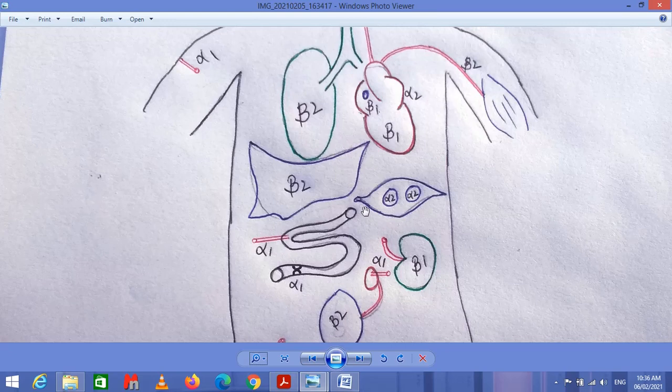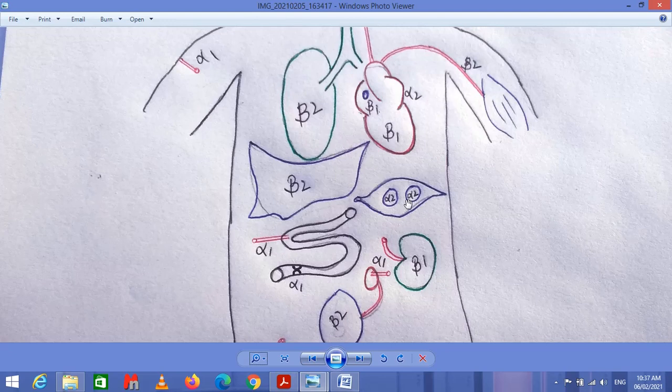Similarly, the pancreas contains some islets which are called islets of Langerhans, and the islets of Langerhans are responsible for the secretion of the hormone called insulin. So the islets of Langerhans contain alpha 2 receptors. So when the sympathetic nervous system is activated, the alpha 2 receptors are activated, and as I have told you, alpha 2 receptors are majorly always inhibitory. So it leads to the inhibition of insulin secretion.